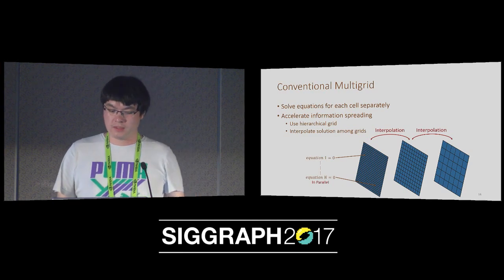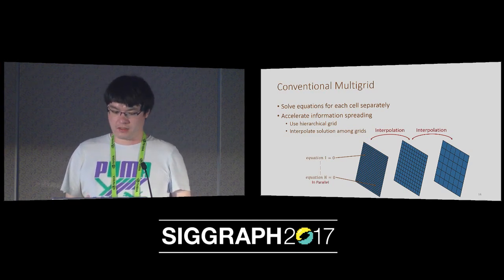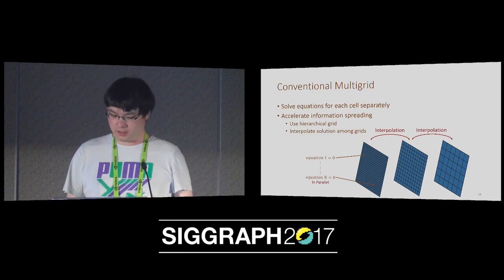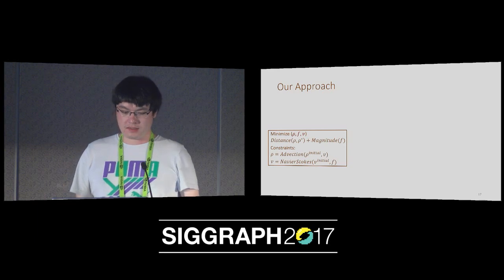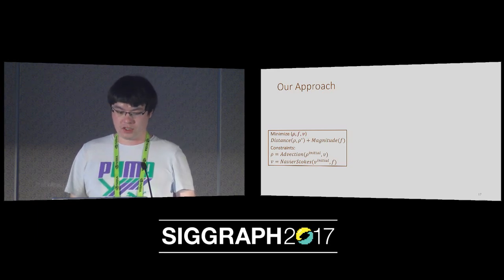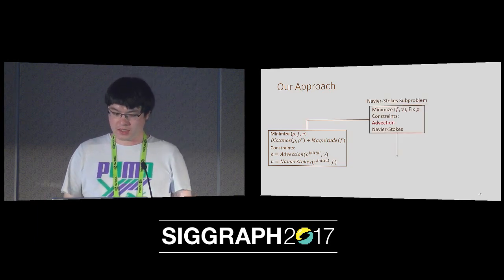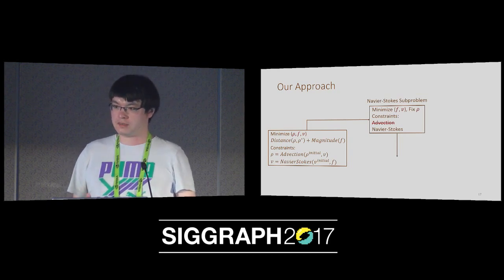So to develop a space-time extension to this conventional multigrid method, we need to start from this original problem formulation. We notice that this is a joint optimization in the smoke shape, the control force, and velocity. But if we are optimizing only with respect to the control force and velocity, and we fix the smoke shape, then the whole optimization is not related with the advection equation. So we call this the NS subproblem.